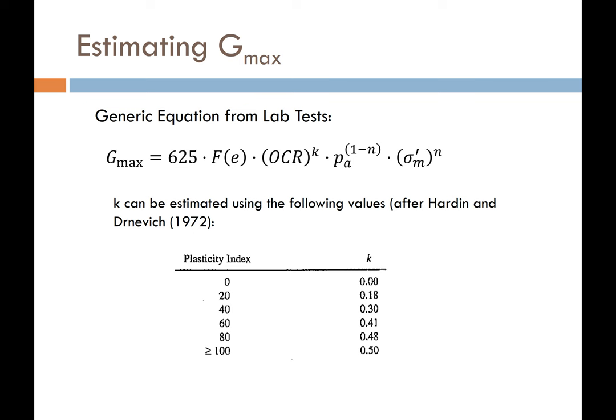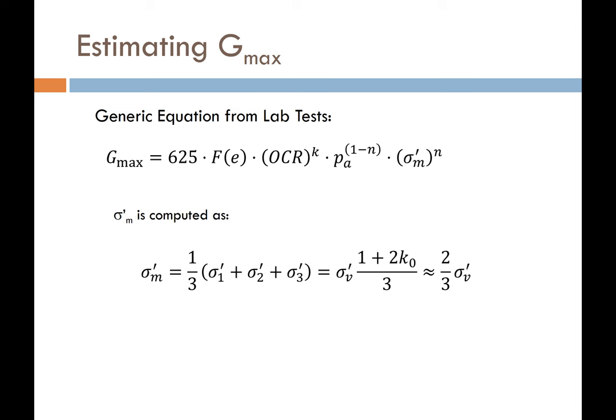If we need to get K, it's a function of void ratio, to be honest, but people have correlated it to the plasticity index from the Atterberg limits. So remember, plasticity index is simply equal to the liquid limit minus the plastic limit of the soil in water contents. And so this is an easy way to come up with estimates for your K value.